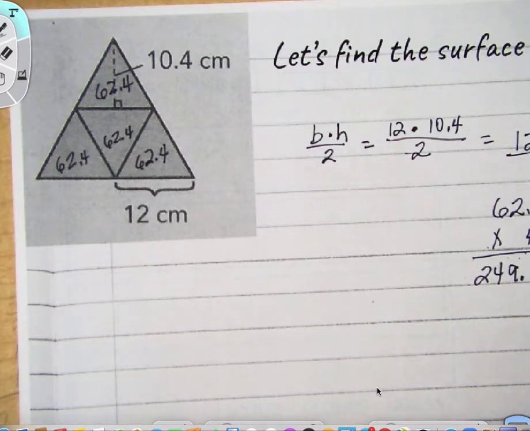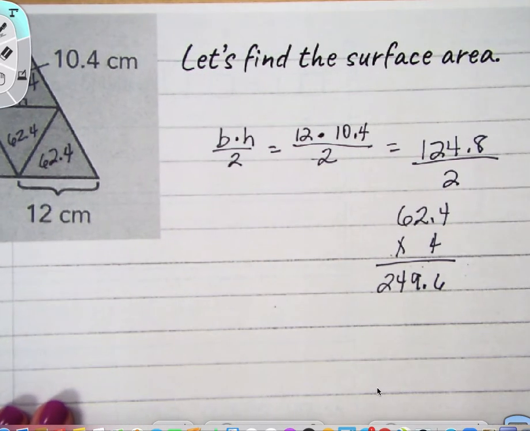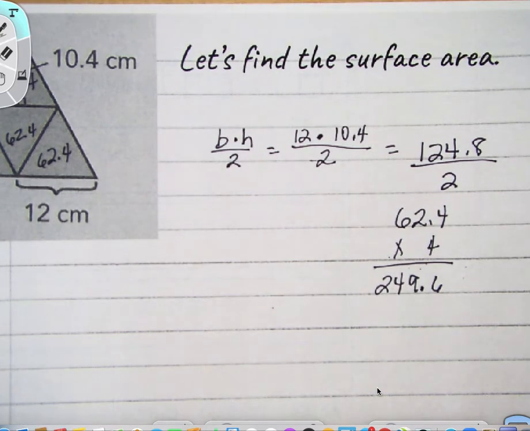Okay? Remember, pyramids are identified by the shape of their base. This is a triangular pyramid. Pyramids have triangles as faces, and they all meet at a single vertex or a single point at the top. Tomorrow's topic will be square pyramids.